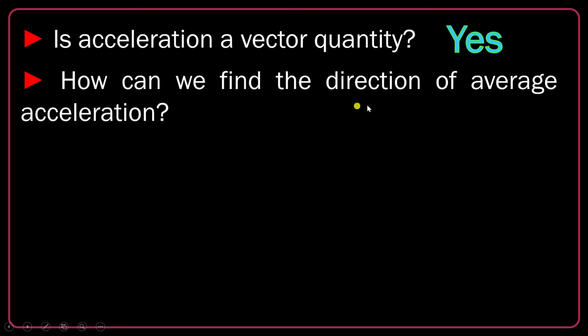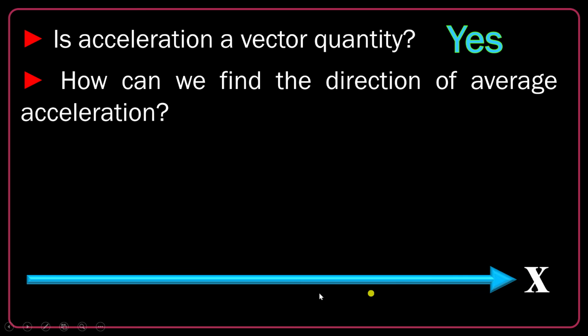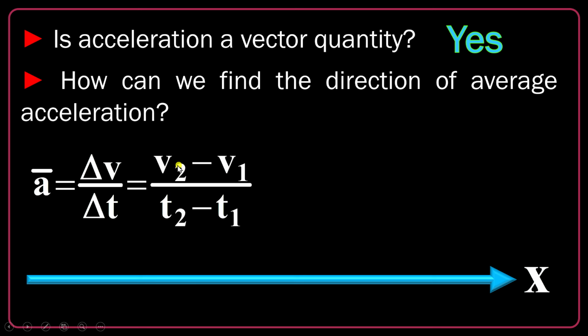How can we find the direction of average acceleration? If it is a vector, it must have a direction. And on the x-axis, which is one-dimensional motion, positive or negative indicates the direction. How can I find it? Let's go back to the definition. Average acceleration is delta v over delta t. You know that, okay? But delta v is v2 minus v1, and delta t is t2 minus t1. By definition in physics, delta t cannot be negative, so it's always a positive quantity.